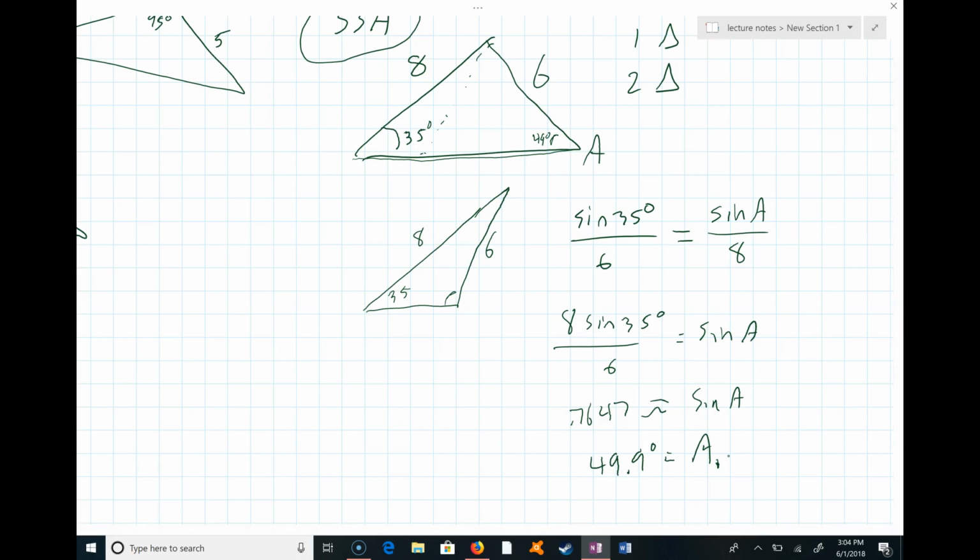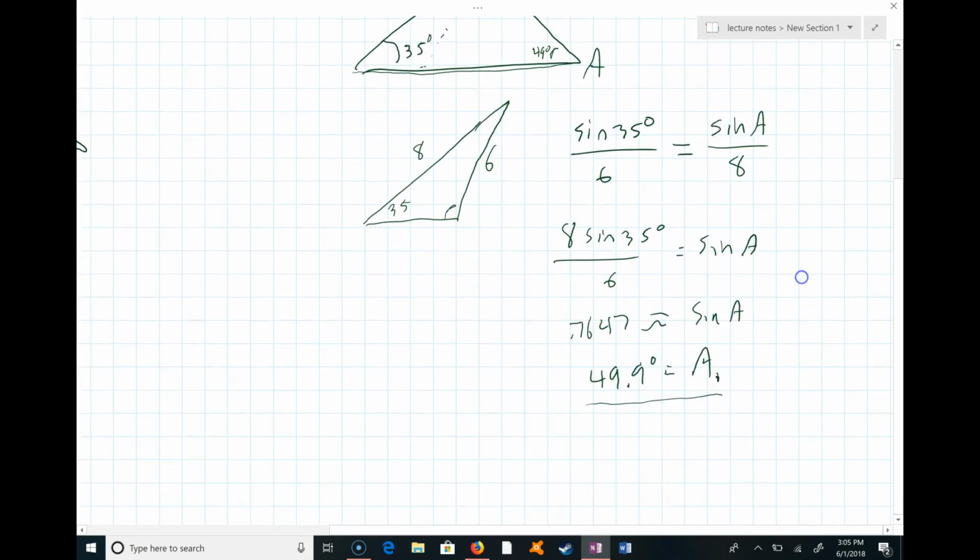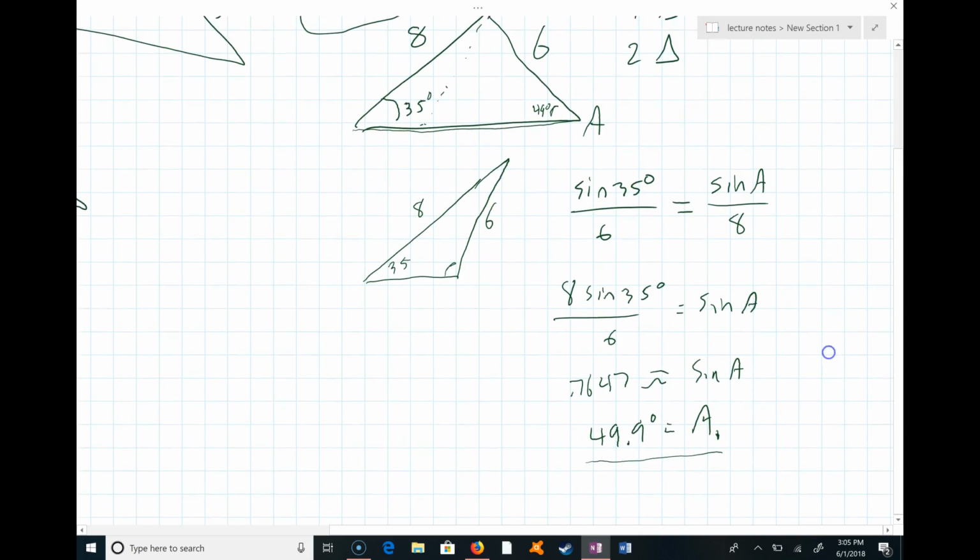So how do we know if there's a second triangle? Well, let's back up a second. How do we know that there's one triangle for sure? Because we got an answer here. If there would have been no triangles, we would have got an error right here. We never would have got past this step. You would have either noticed that this was bigger than 1, so knew you couldn't take inverse sine, or you would have just gone ahead and took inverse sine and would have said error. Okay, so we know that this is not 0 triangles. We've got at least one triangle.